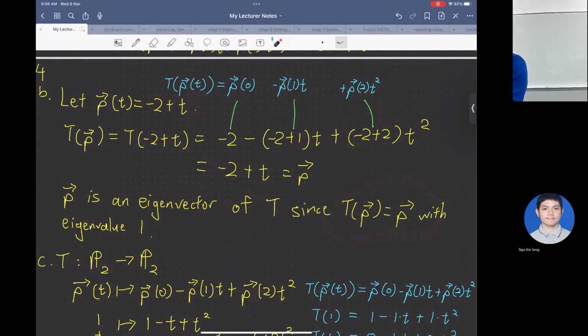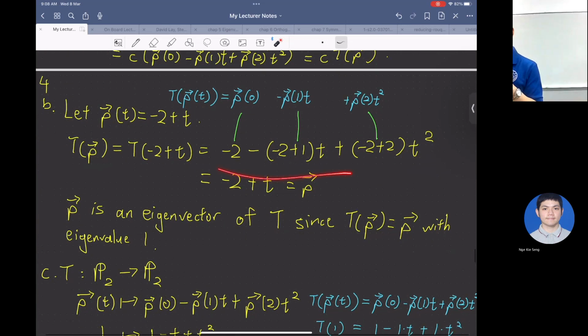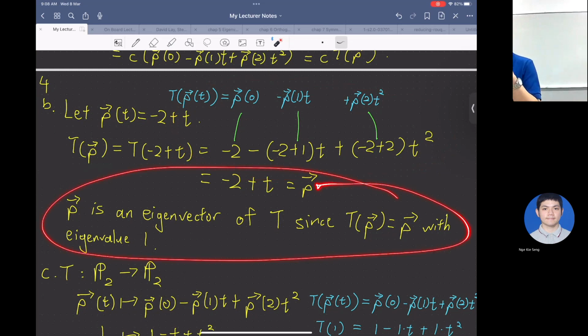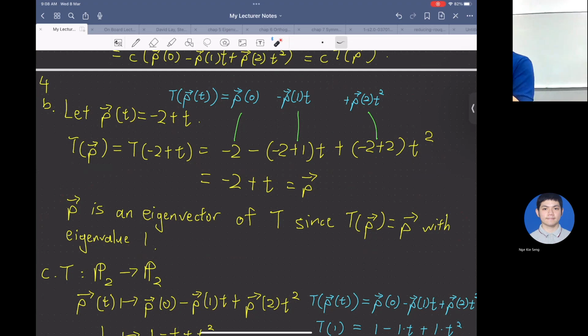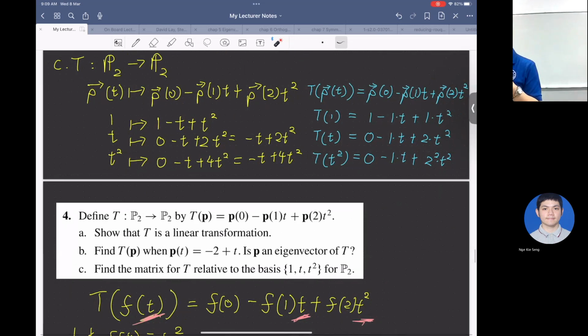So what's the lambda? TP equals P. What's the lambda? 1. So it's an eigenvector with eigenvalue 1 here. Make sense? There's no trick here. If you're confused, you should ask. Any question on how to calculate, on how to read eigenvector? I can explain again if you want. Any question? No? If you want, you can stop me later also, if you're still thinking about it.